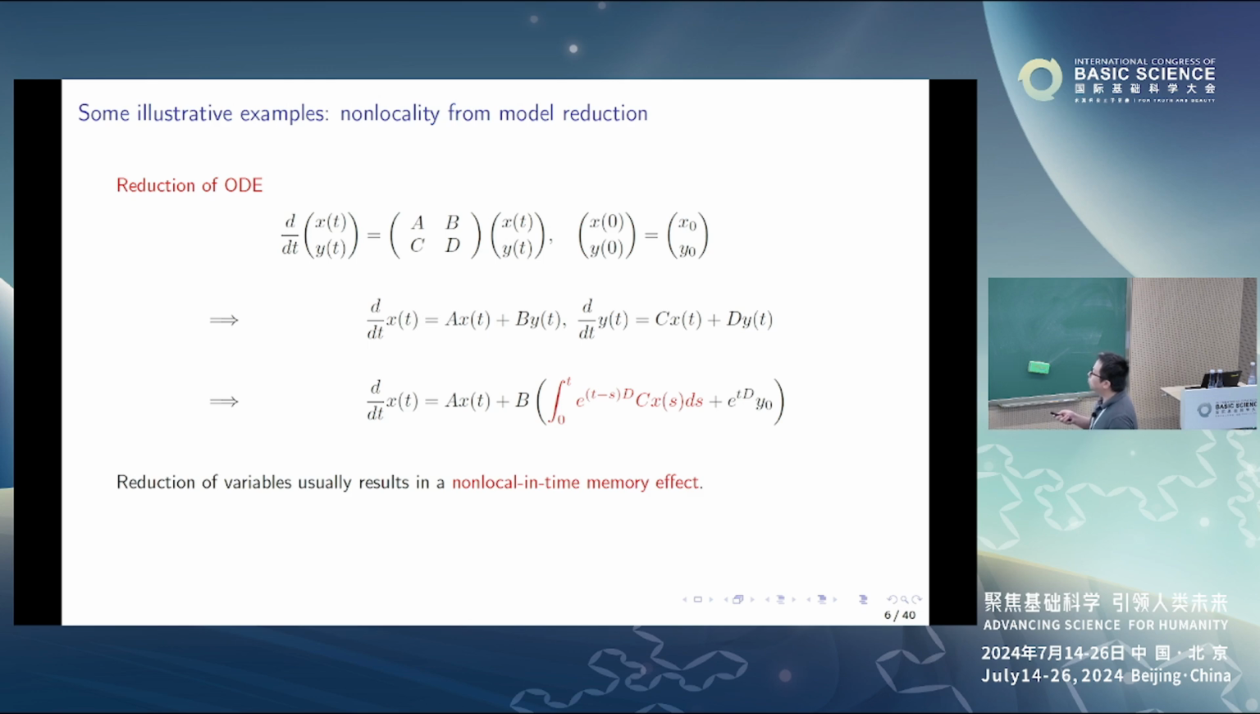And a similar argument also works for reduction of ODEs. Now we have an initial value problem of this ODE, and we want to solve x of t, y of t. From the second equation for y, we can solve for y in terms of x. Then by Duhamel's principle, it consists of two parts: the exponential of td times y0, and the other part is a convolution between the exponential of td and cx. Then you plug this relation into the first equation, you get an equation for x of t only, but it involves a non-local in-time operator, which represents some memory effect. So you can see from these two examples, the non-locality often appears when we do the reduction of variables. So that's the first example.